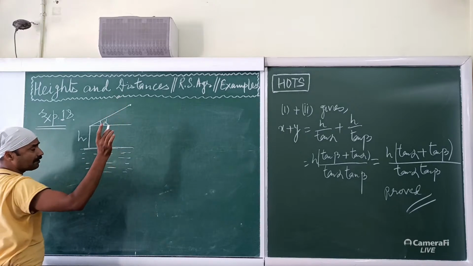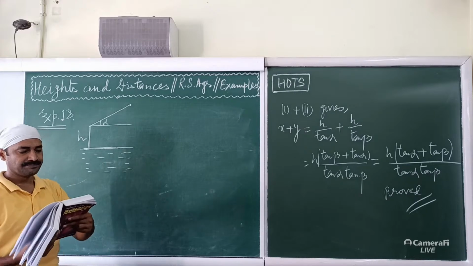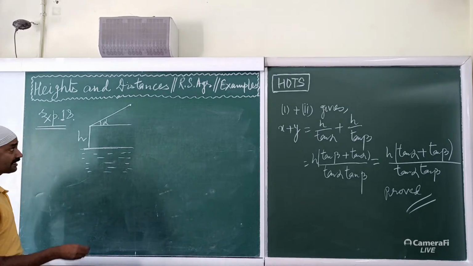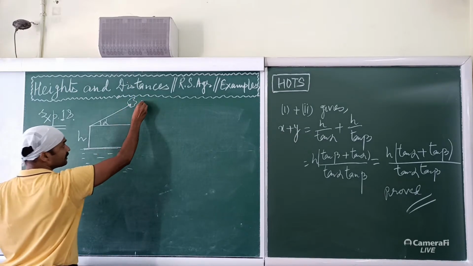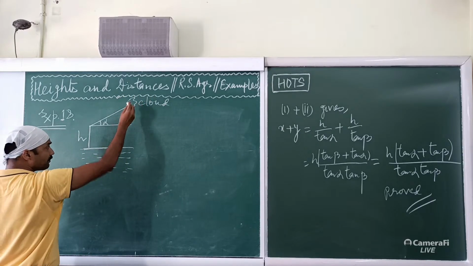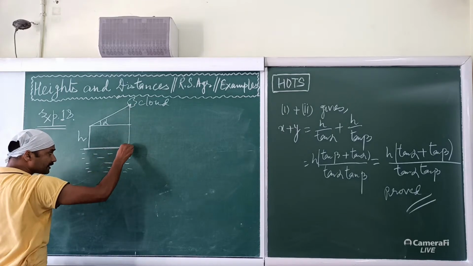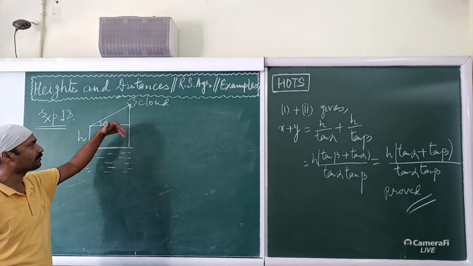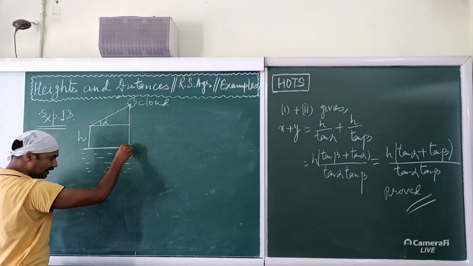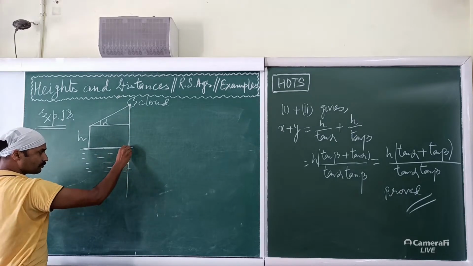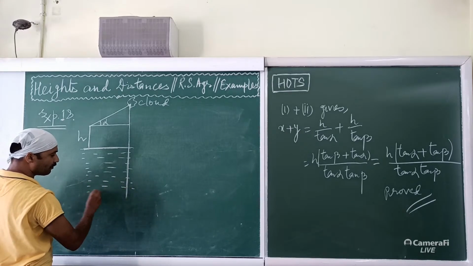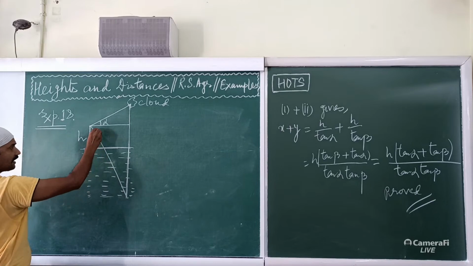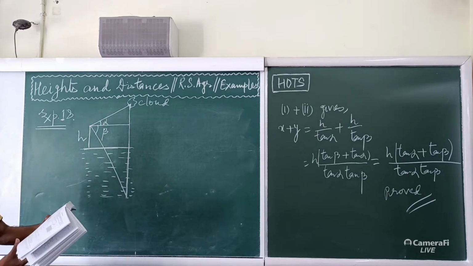Alpha. At this point you have a cloud. Now it is asking, the angle of depression of its reflection in the lake is beta. Whose reflection? The reflection of the cloud. This is the cloud, and this is the water level. The cloud is at this height above the lake, so its reflection will be at the same distance below. This pool of water acts like a plane mirror. Join this; the angle of depression is beta.